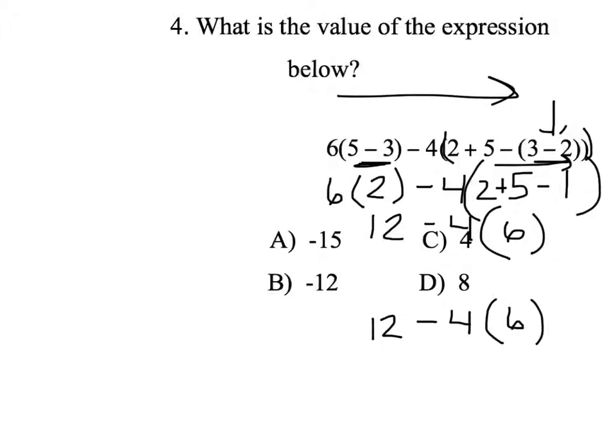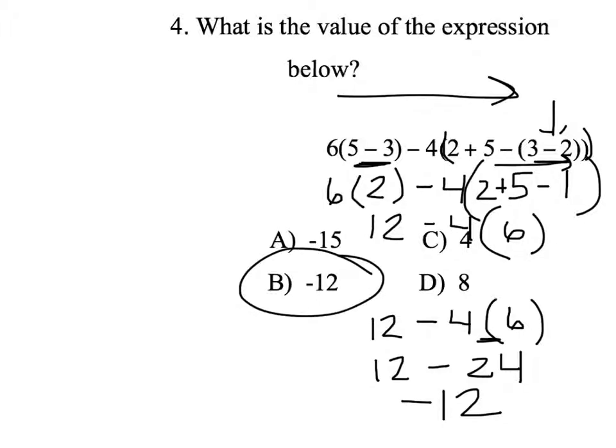I can't do the subtraction because multiplication comes before, so I'm going to multiply here. So 4 times 6 leaves me 12 minus 24. And again, these are different signs, positive 12 minus 24. You know the difference will be negative. So 12 minus 24 is negative 12. Final answer for this order of operations problem is B, negative 12.